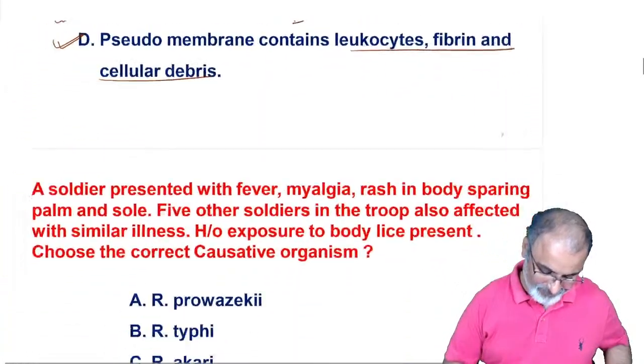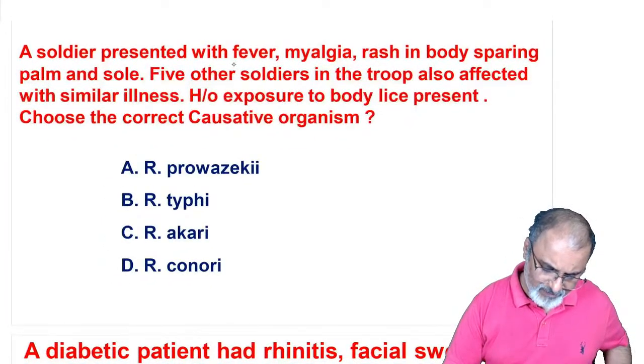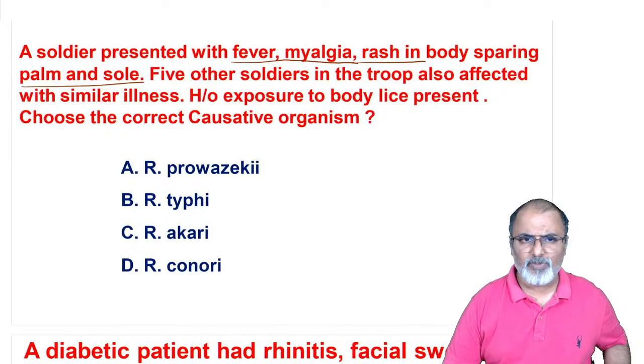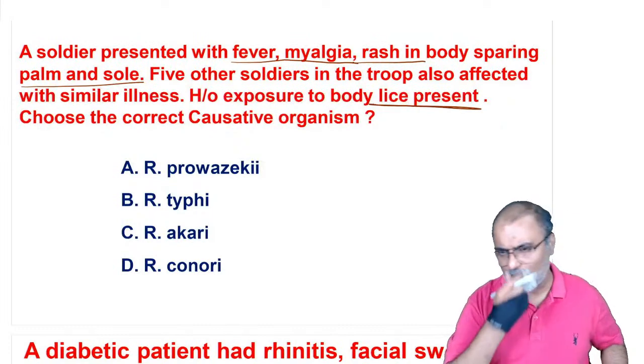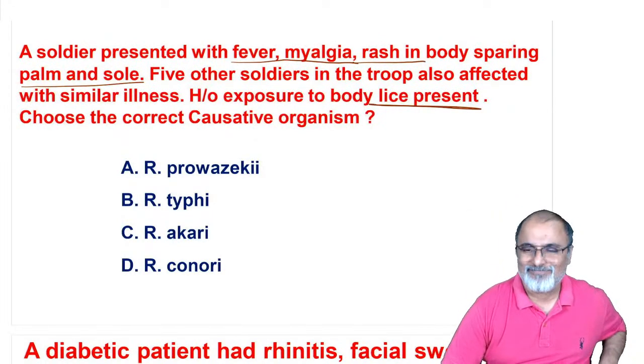Next is, a soldier presented with fever, myalgia, rash in the body, sparing palm and sole. Five others in the troop also affected. So it's an outbreak. And history of exposure to lice. That's a clue. Soldiers, outbreak, lice, rash.